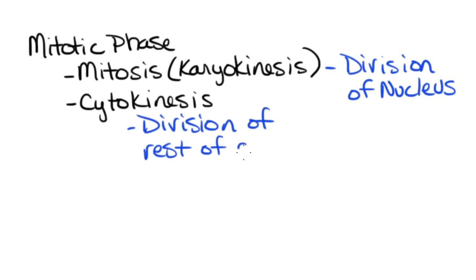And a lot of times we think of this as division of the cytoplasm, but it's the cytoplasm and all of the stuff that's contained within the cytoplasm. And so the overall mitotic phase, or the M phase, really isn't complete until both of these processes take place. So let's talk a little more about cytokinesis and the things that are going to take place during that phase.